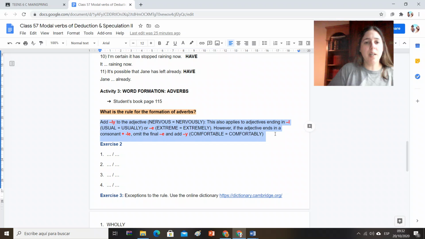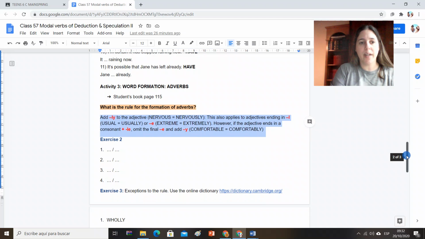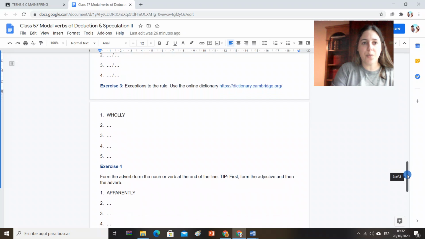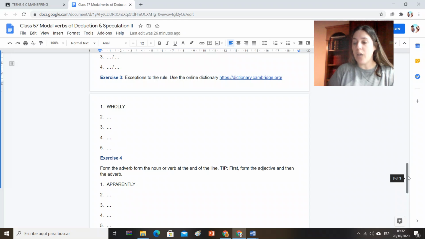But if the adjective ends in le, as in comfortable, you're going to omit the final e and replace it with y, like comfortable, comfortably. So here you're going to do exercises 2, 3, and 4 from the book. In exercise 3, as you have exceptions, I want you to use the online dictionary. So you can't have mistakes here. Type the words in the dictionary and look for the adverb.